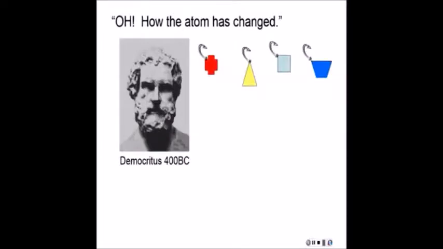Good. Now we're going to start up on the atomic theories and how they changed over time. The first fellow that gets any credit for coming up with a theory that involves atoms was a Greek philosopher named Democritus, around 400 BC.